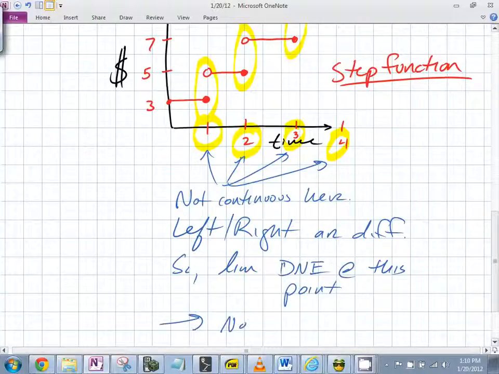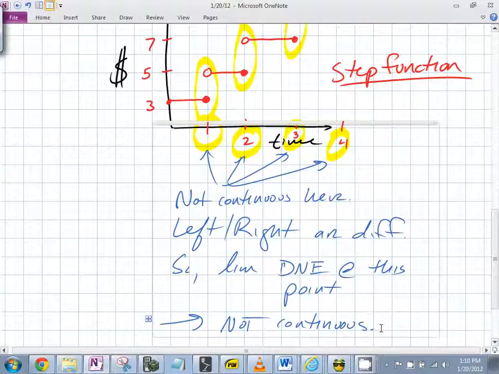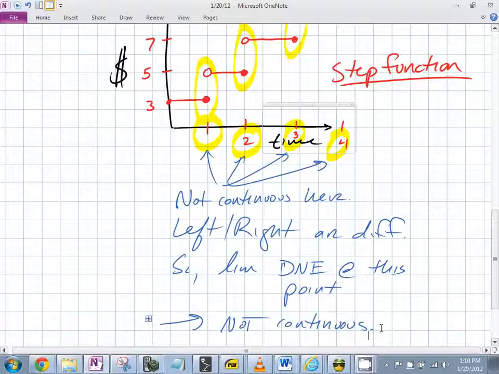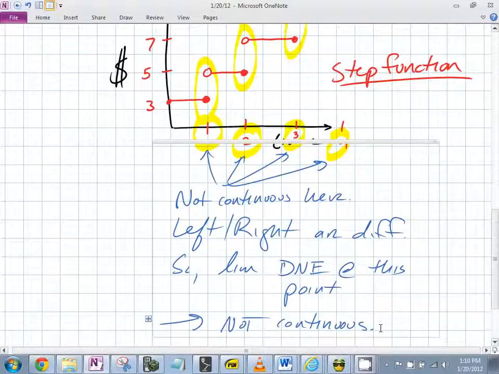Do you understand what we just did there? Because the left-hand and right-hand limits are different, the limit is said to not exist. And because the limit doesn't exist, we say that the function is not continuous there. If the limit is different, the limit doesn't exist, so therefore it is not continuous at those 4 values.